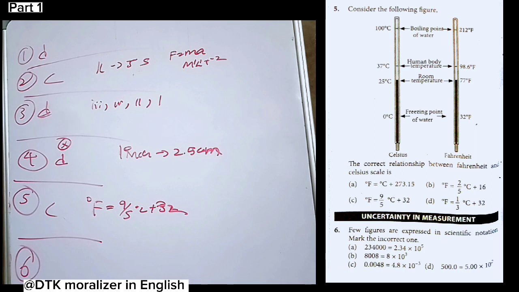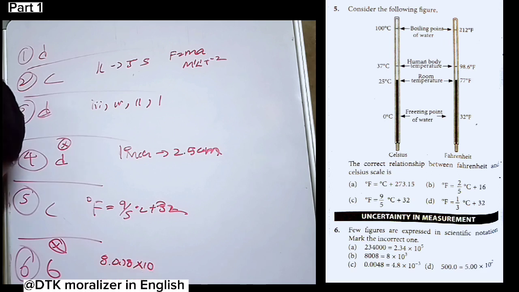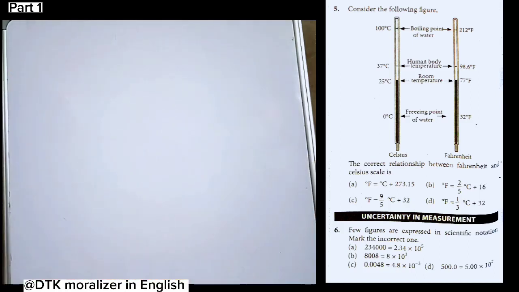Now question number 6. Few figures are expressed in scientific notation. Mark the incorrect one. So we have to find out the incorrect one here. So here option B would be wrong because 8.0018 into 10 power 3 would be the right answer for option B.